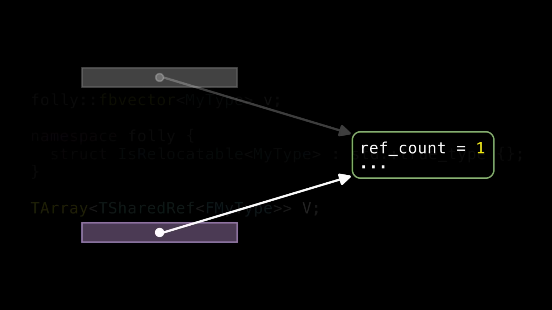I want destructive moves in C++ so that I can write simple code with strong invariants and get the best performance possible. I'm looking forward to hearing your thoughts in the comments.